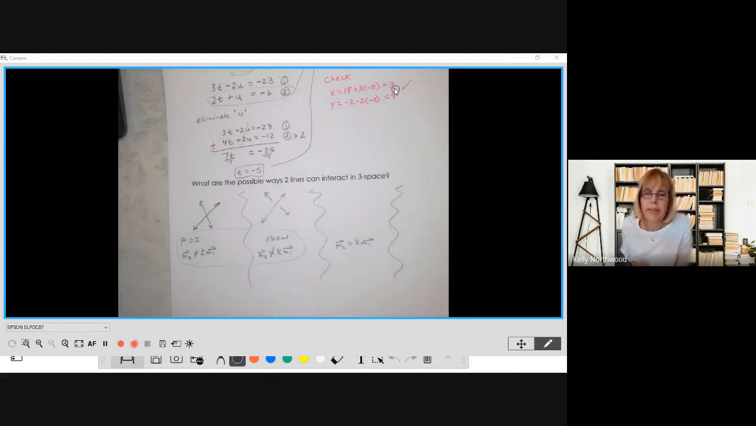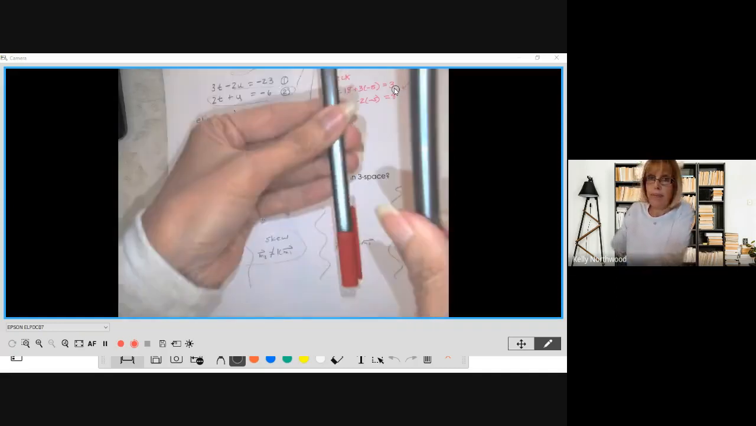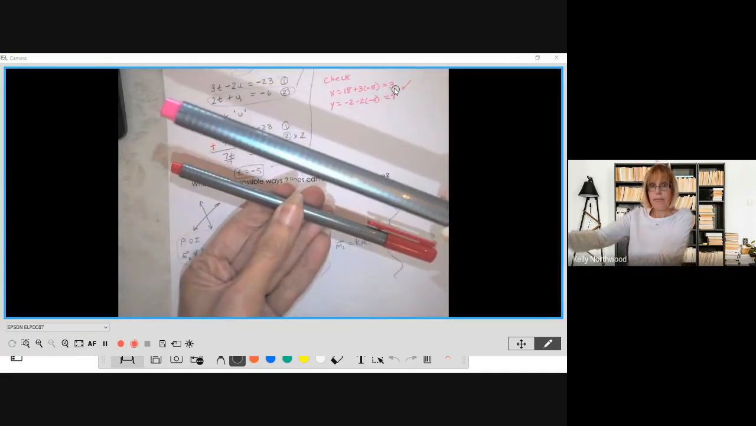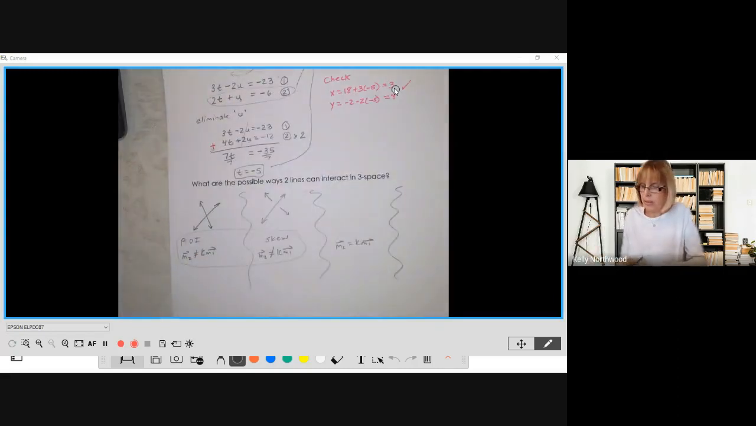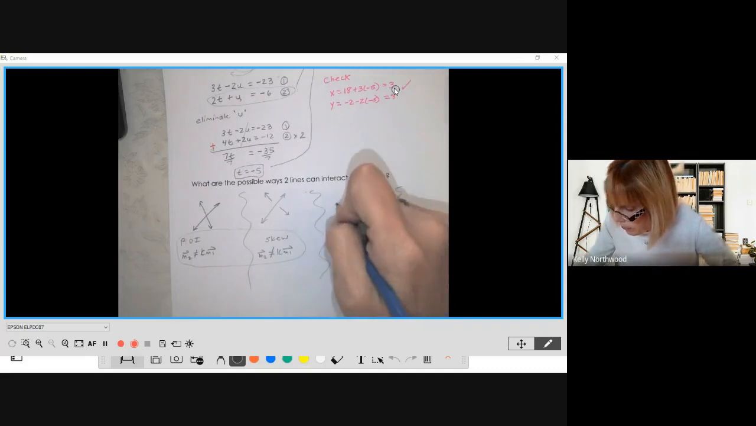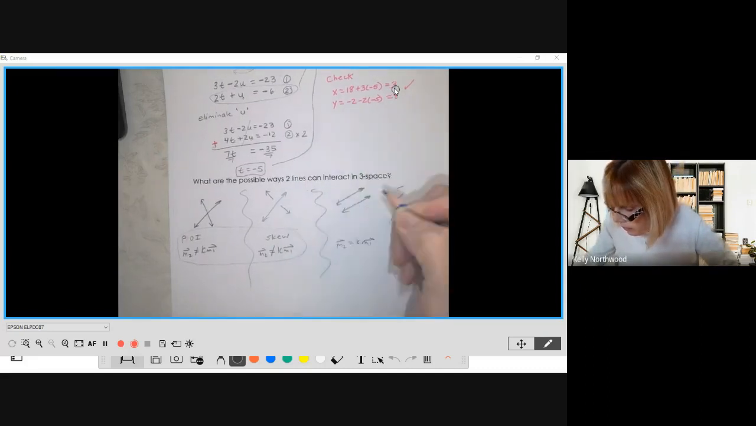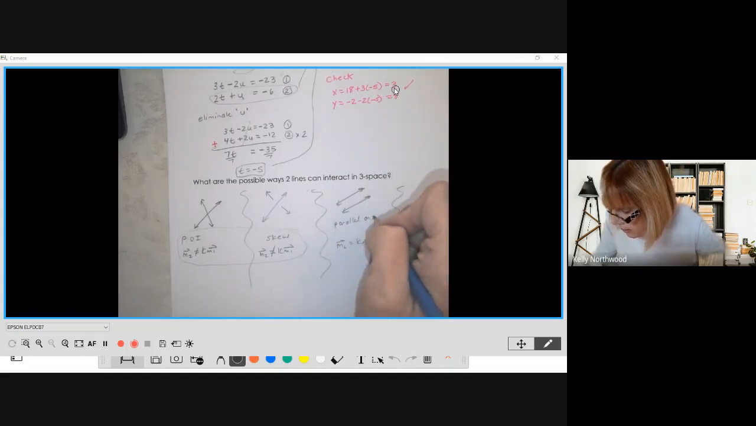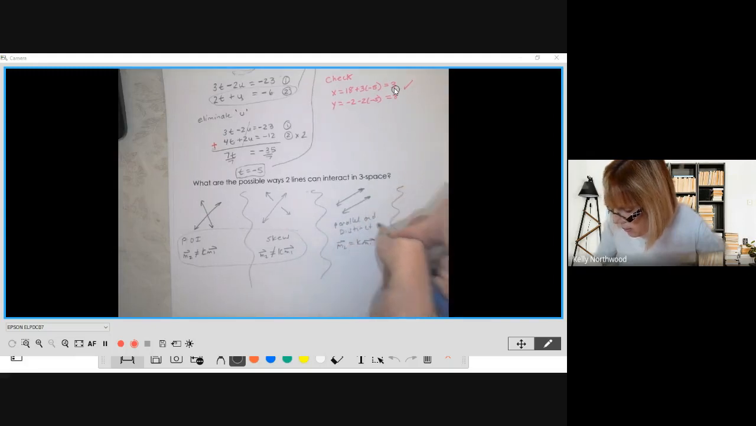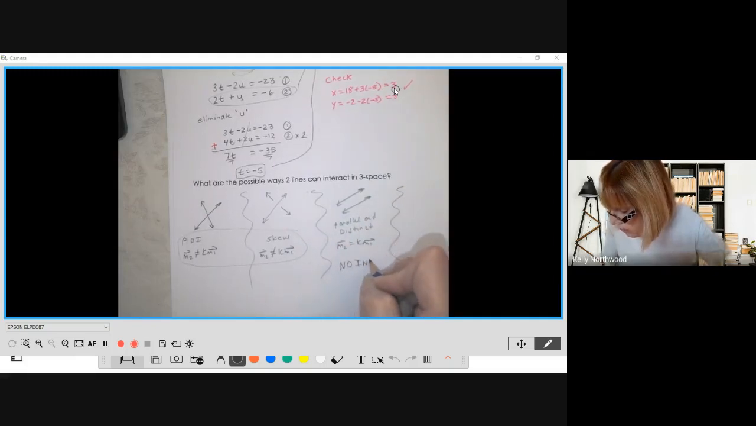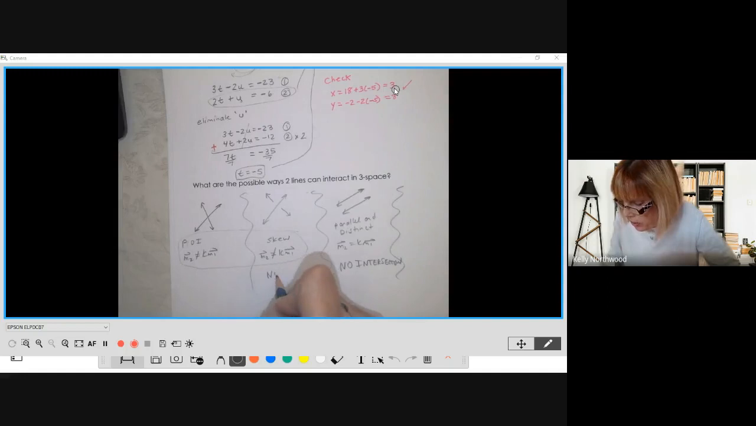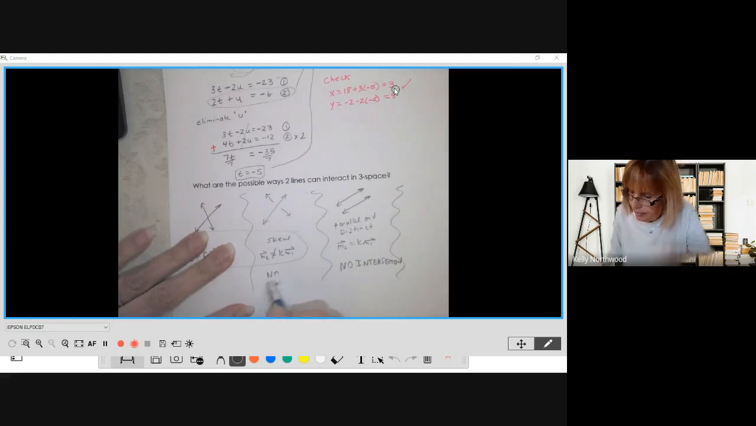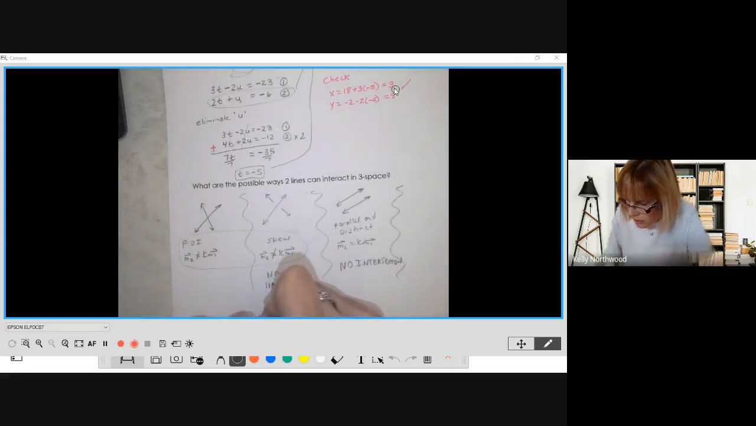Now let's think about what if the direction vectors were scalar multiples, what's a possibility? If they're parallel, they could be parallel and distinct, right? No intersection. So they could be parallel and distinct. And that would be no intersection, which is the same for skew lines. Skew lines have no intersection either.